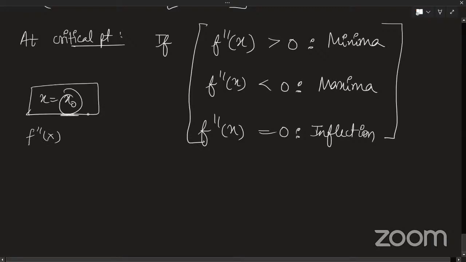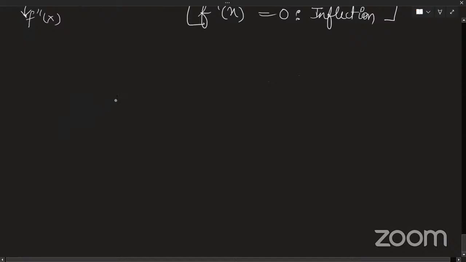I will put this value x is equal to x naught inside the second derivative. If it turns out to be positive, it is minima. If it is negative, it is maxima. If it is 0, it is inflection, useless. Fine. So we will check it with a few problems.